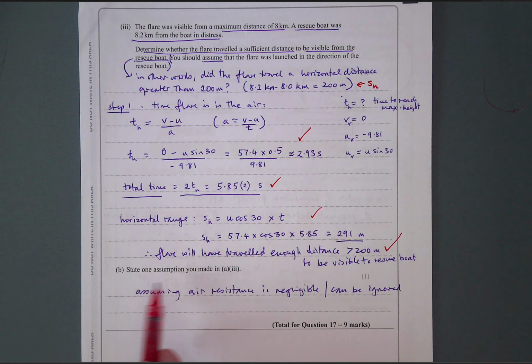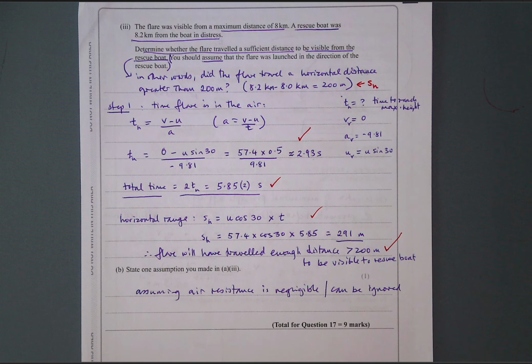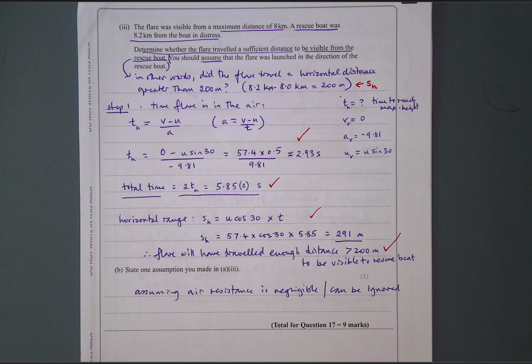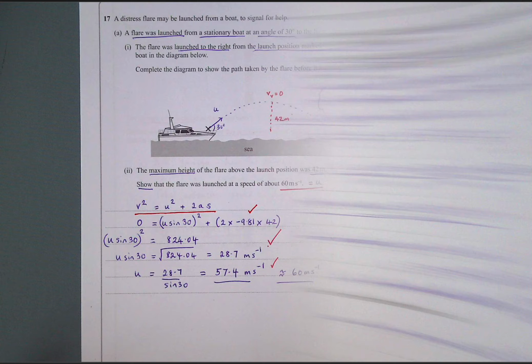It then says, state one assumption you've made in your answer for part 3. Well, it's always the same assumption with projectiles. We always assume the air resistance is negligible, which means it can be ignored, which means the horizontal velocity is constant. It's not being slowed down. So in reality, of course, there will be some air resistance. As I always tell my students, A level is a simplification of reality. Okay, so that's the end of question 17.